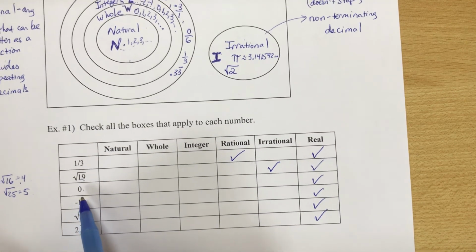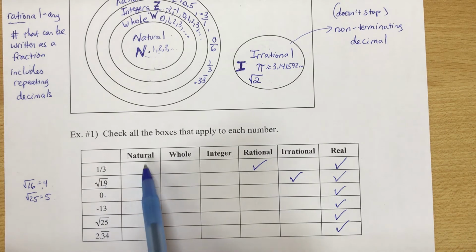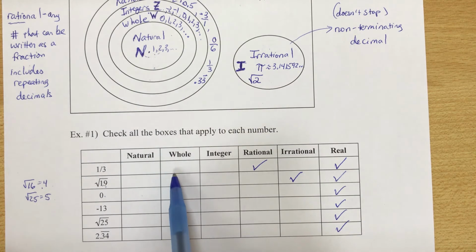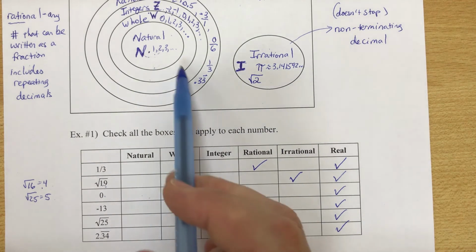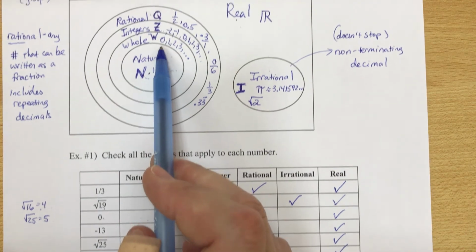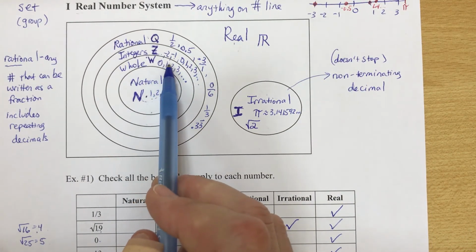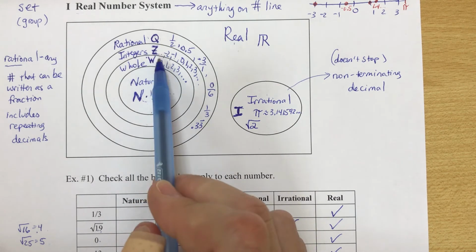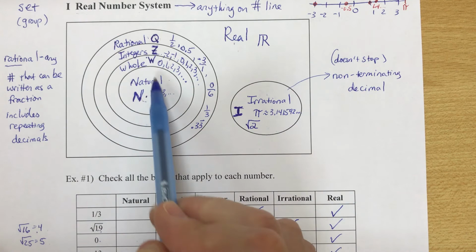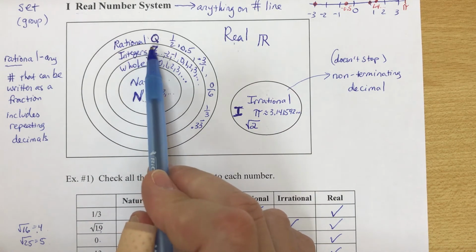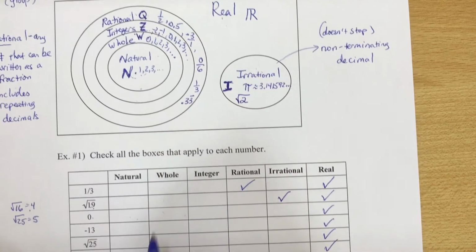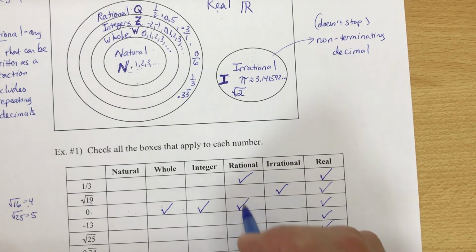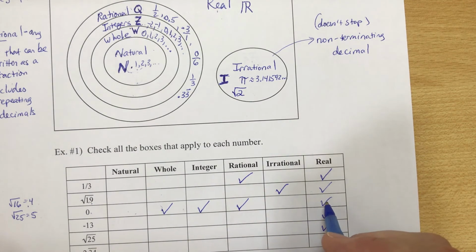Okay, 0. It's kind of like a checklist here. So, we start with natural. Can I put 0 in the natural circle? No. Okay, so let me move over to whole. Yeah, 0 is a whole number. Now think of it this way. If you are in a smaller circle, you have to be in the bigger ones as well. The whole number circle is in the integer circle, which is in the rational circle. So 0 is whole, it's an integer, and it's rational, and then of course it is real.